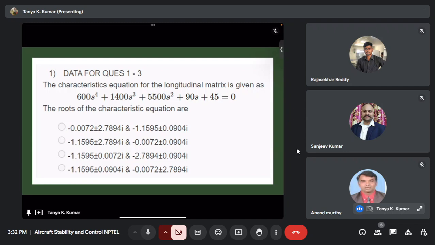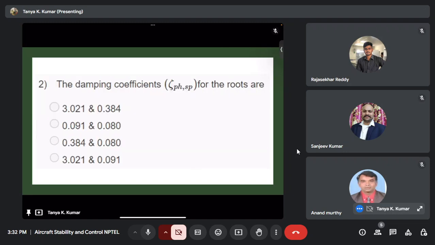So the second set of roots actually satisfies the equation that is given in the question. Alright, so let's go to the next question. The damping coefficient for the roots are, how do we do this? Write the equation, equate it to a typical second order system, and then find out the damping ratio. So how do we write the equation when the roots are given?